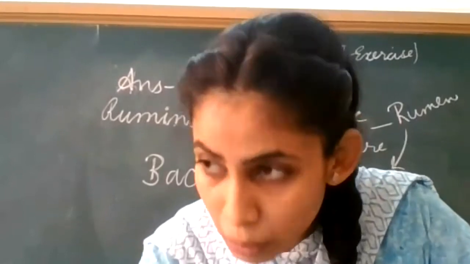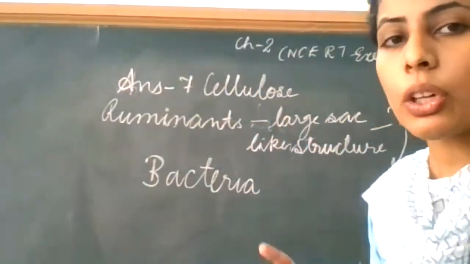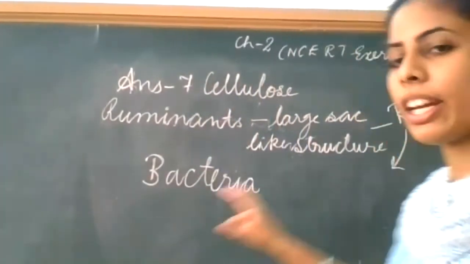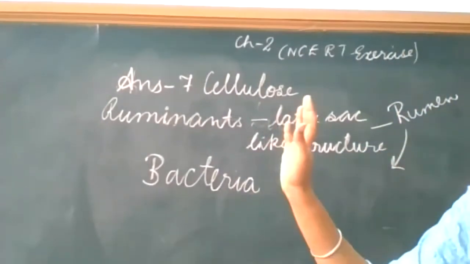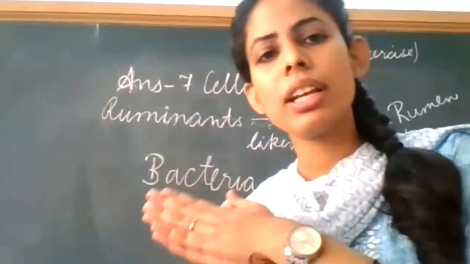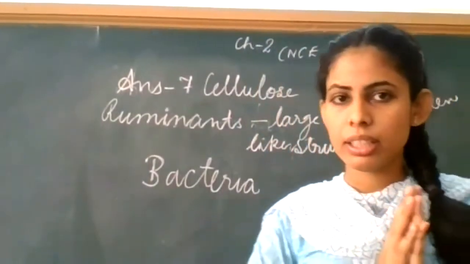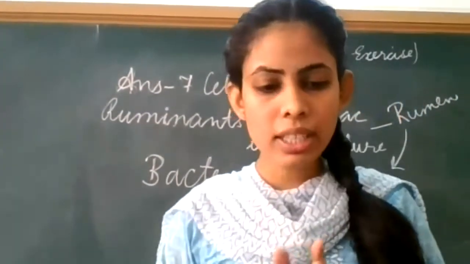And small intestine. Very good. So you must remember this thing that rumen is present in between the esophagus and small intestine. Clear?